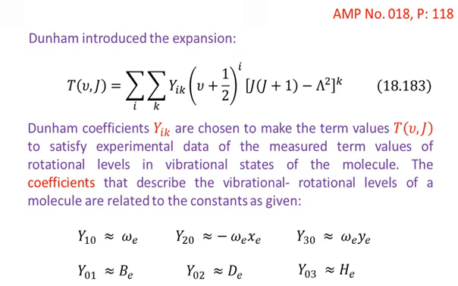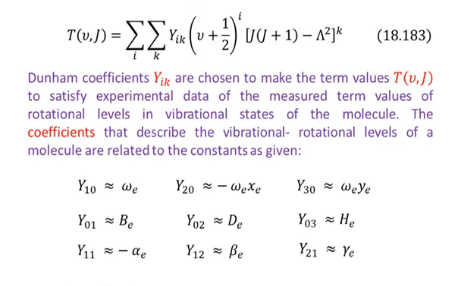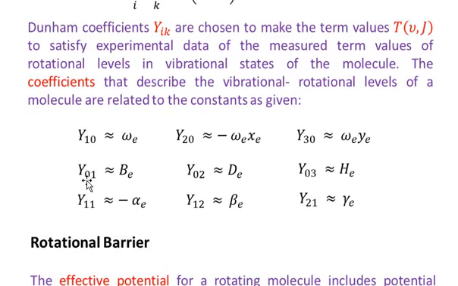Now you see that we are going to correlate the Dunham coefficients with the coefficients which we already know. For example, Y10 is approximately equal to omega e. Y20 is approximately equal to omega e times xe. Y30 is approximately equal to omega e times ye. Similarly, other constants are related. The other Dunham coefficients, that is the Y coefficients, are related with the other coefficients that we have already discussed in the previous lectures.